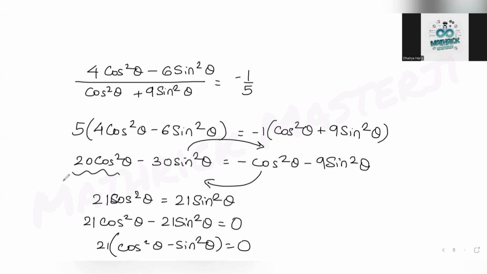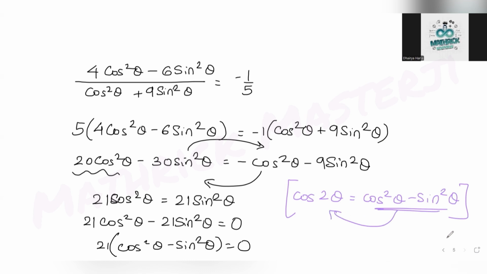And we know already cos squared theta minus sin squared theta, from the double angle formula, is nothing but cos 2 theta. So cos squared theta minus sin squared theta, I can just replace this with cos 2 theta. So from here I get 21 cos 2 theta equals 0. That leaves me with cos 2 theta being 0.